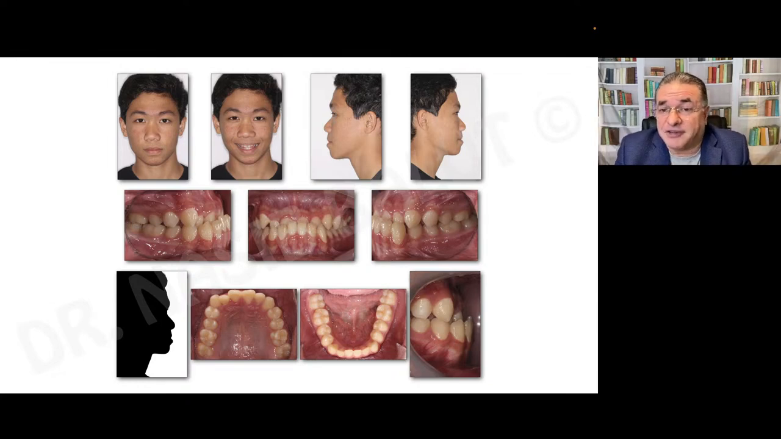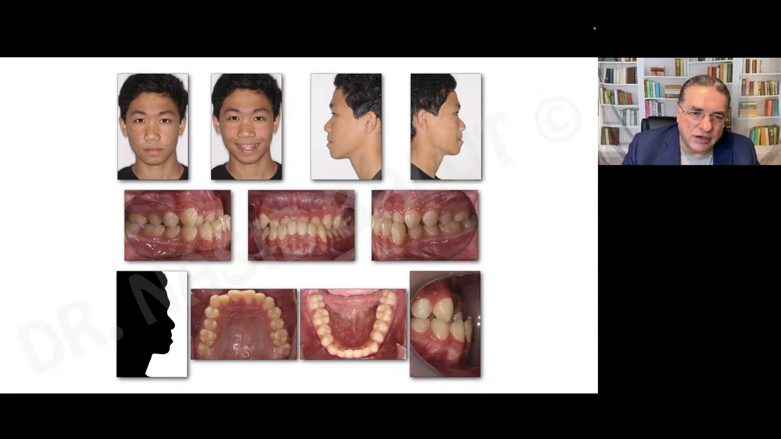But sometimes the patients can't afford it, or they are afraid of the surgery, or like the parents of this patient, they said, doctor, please try just to do it without surgery. There are some cases where the class 3 is so severe that there is not even a choice to try to camouflage. In this case, I told the patient, okay, we will try it. There is no transverse problem, which is commonly seen in class 3 patients.